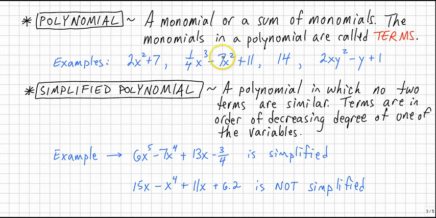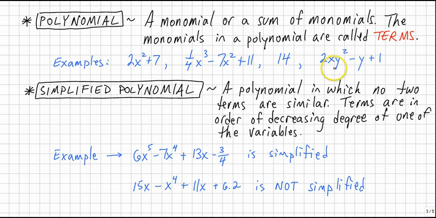1/4 x to the third minus 7x squared plus 11. 1/4 x to the third is a monomial. Negative 7x squared is a monomial, and 11 is a monomial. But when you add them together, remember, subtraction technically is the same thing as addition, because you can just change it to plus the opposite, or plus a negative. So when we add those together, we get a polynomial. Well, a polynomial can just be one monomial. So like 14 is a monomial, so it's a monomial and at the same time it's a polynomial.